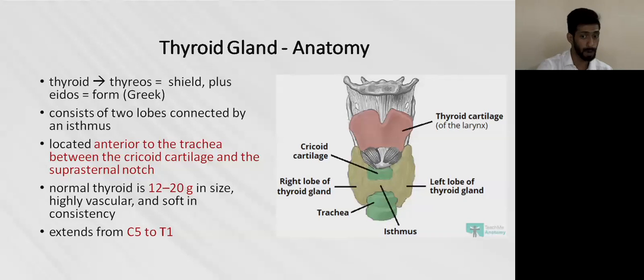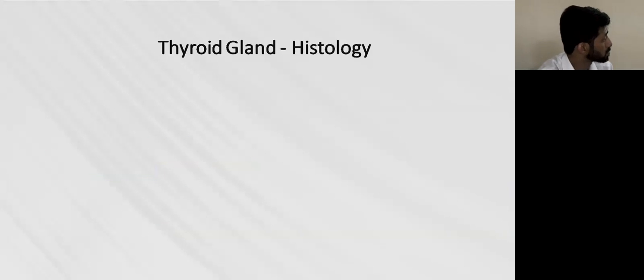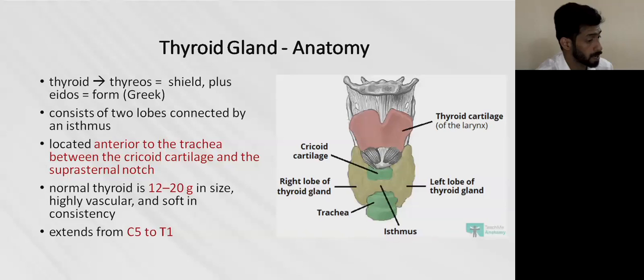Along with this, some people can actually have a remnant called the pyramidal lobe which extends here. This is not shown in this picture.